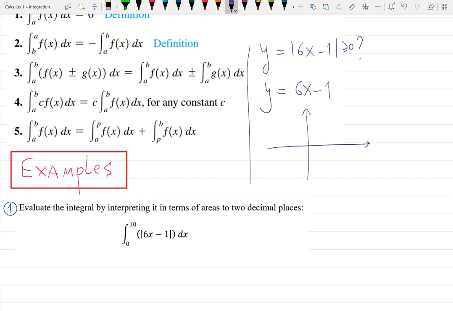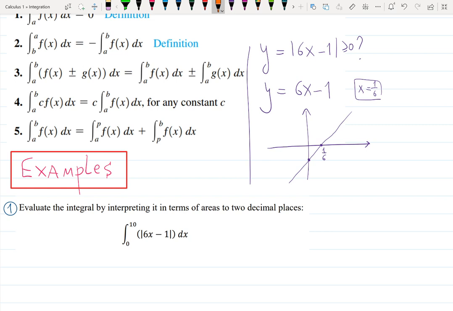I'm just plugging in 2 convenient points, because 2 points define the line. So when x is 0, y is negative 1. And then when y is 0, x is 1/6, right? Y is 0, x equals 1/6. That's the root. Then this line I'm talking about looks like this. This is the line 6x minus 1.